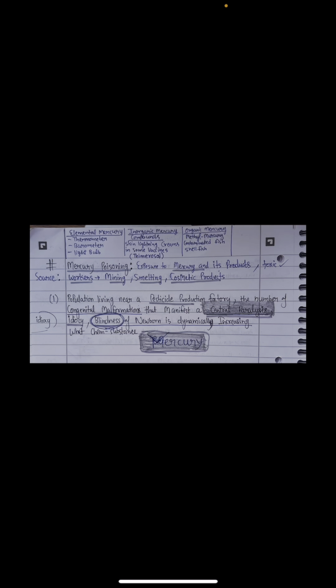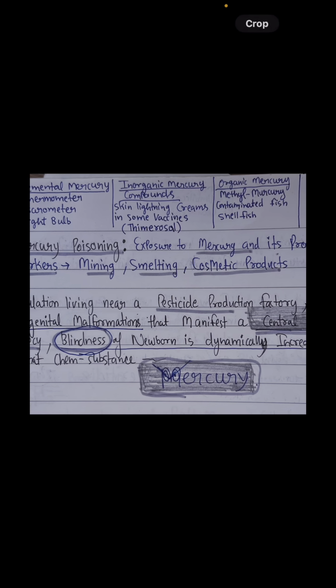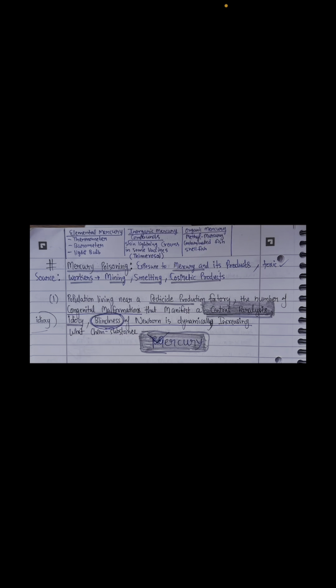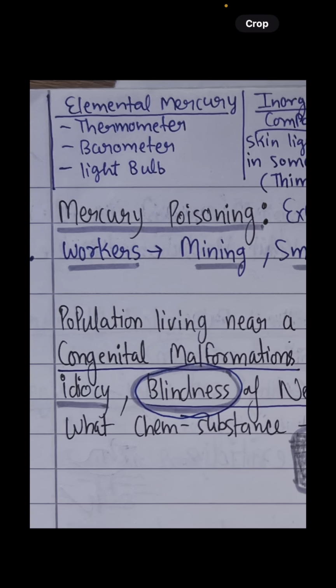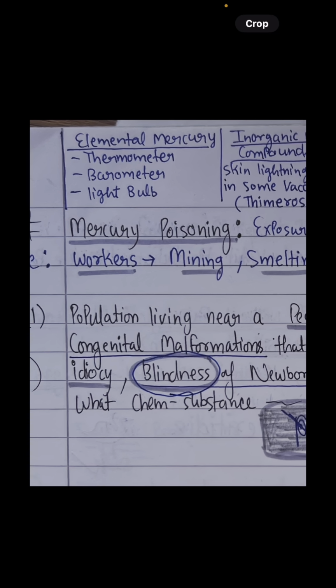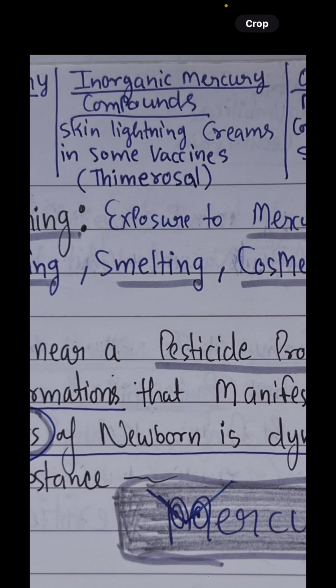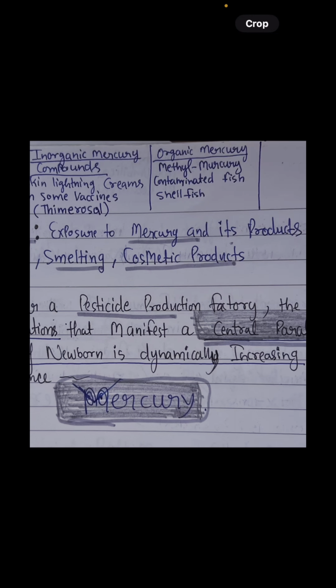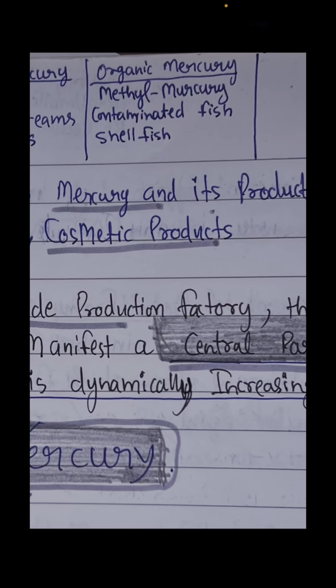Next is only one question for the mercury poisoning. The main thing to remember is the central paralysis, but if you want to see, it is the exposure to mercury and its toxic products. Sources can be workers, mining, smelting, cosmetic products. Mercury is used in cosmetic products as well. There is elemental mercury poisoning, which is caused by thermometer, barometer, light bulb. There are inorganic mercury compounds, in skin lightening creams and in some vaccines. There is also organic mercury poisoning, which can occur from shellfish.